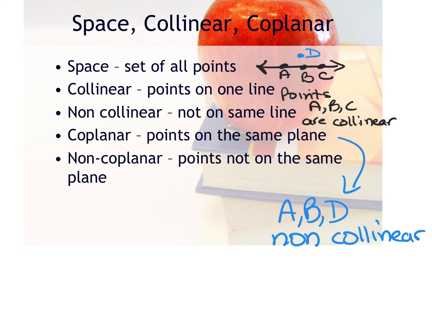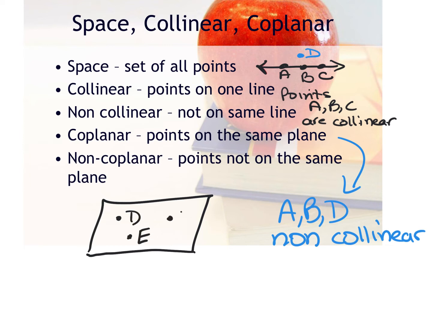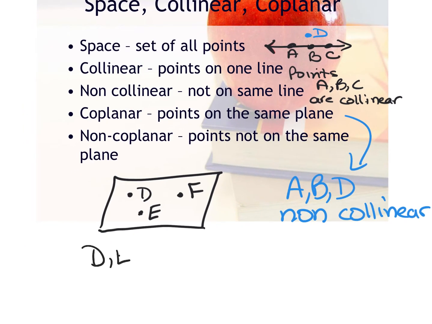When I see the word coplanar, this tells me that all the points are in the same plane. So again, if I draw my quadrilateral here, sort of looks like a parallelogram, and if I add some points to it, let's say I put in here point D, E, and F, I could say that points D, E, and F are coplanar because they're all sitting inside this quadrilateral shape. They're all in the same plane.